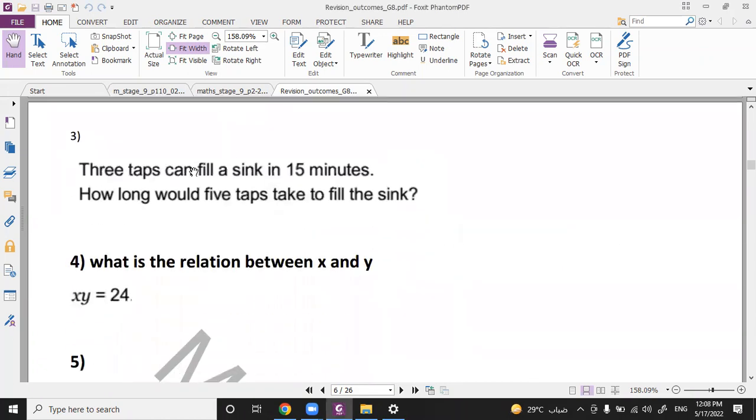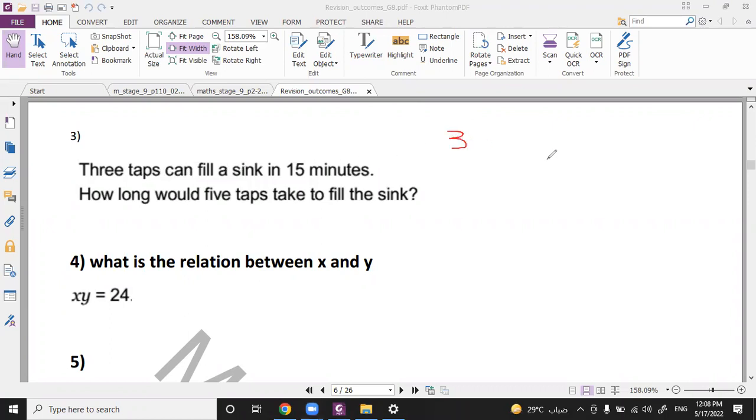Let's try this one. 3 taps can fill a sink in 15 minutes. Raise your hand when you finish it. Do it. Please participate. I want all of you to participate. Andre? It would take them 9 minutes.